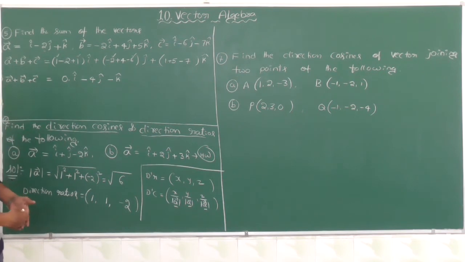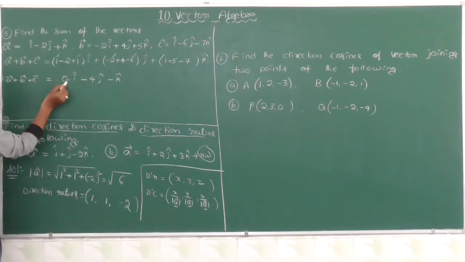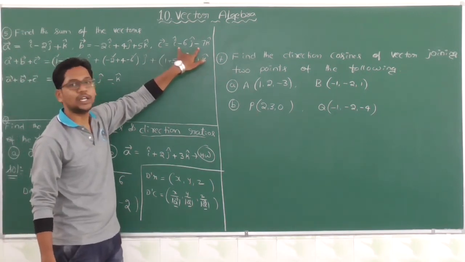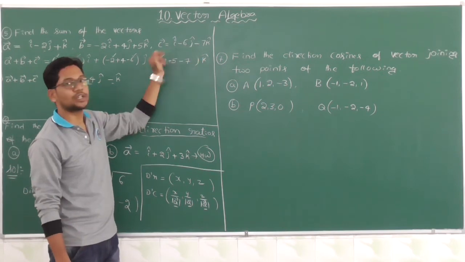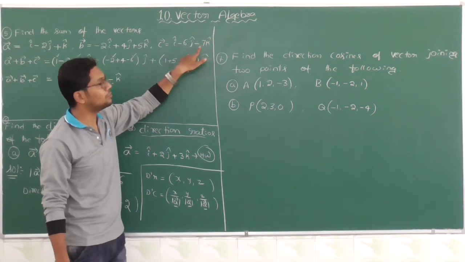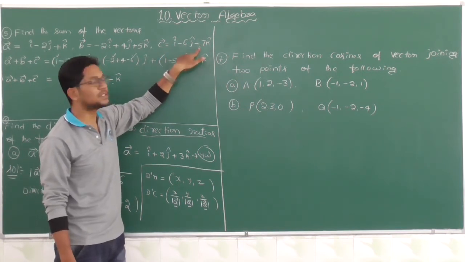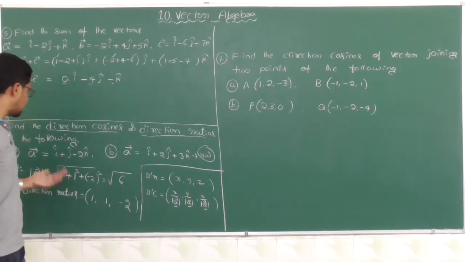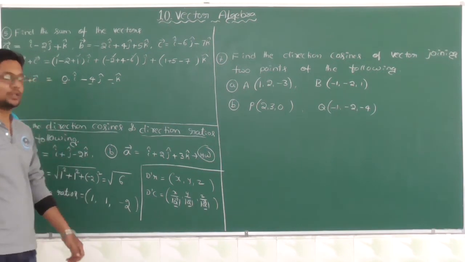Also, you can find the direction ratios in this other vector: 0, -4, -1 are the direction ratios. Very simple. You can do this for any vector. Here we have the C vector, and we identify its direction ratios: i component 1, j component -6, k component -7. So 1, -6, -7 are the direction ratios. By seeing the question itself, we can answer the direction ratios. Very simple thing.